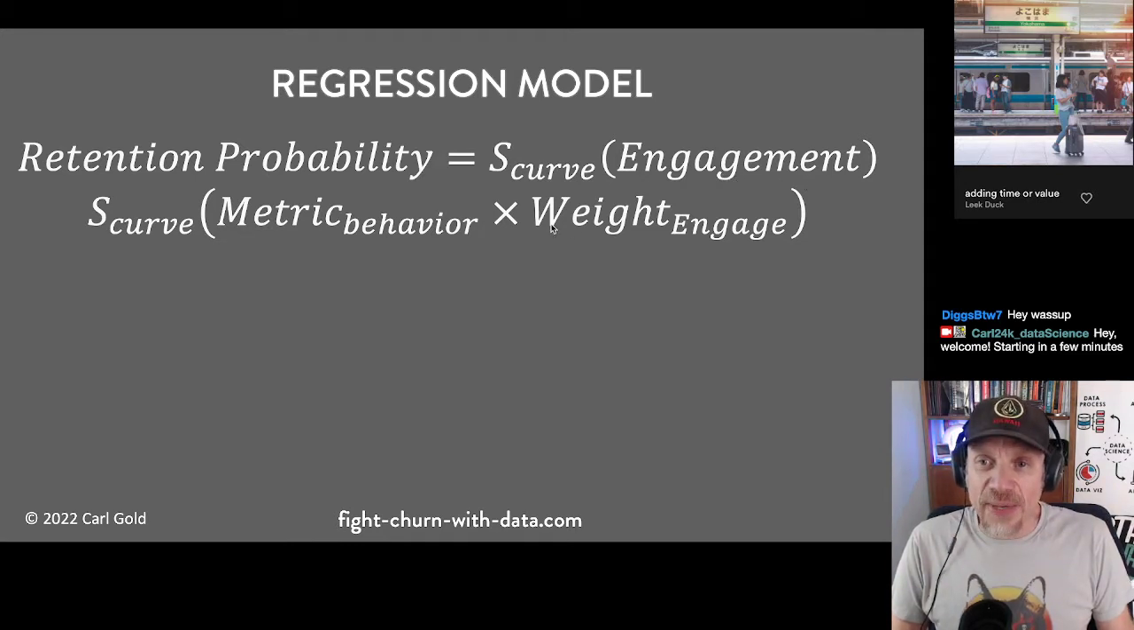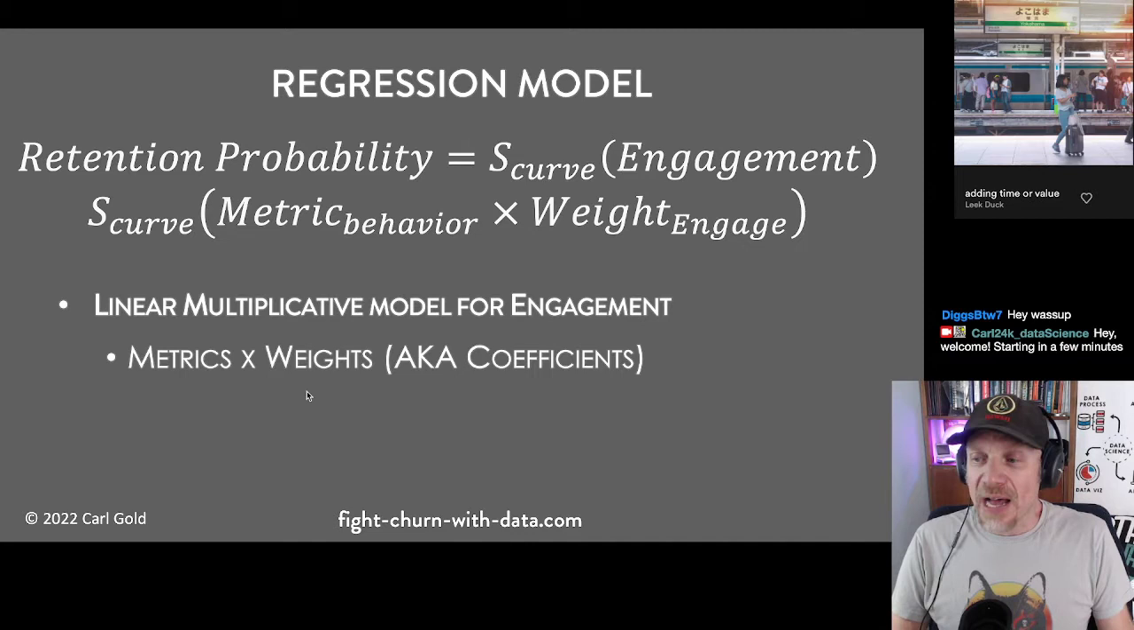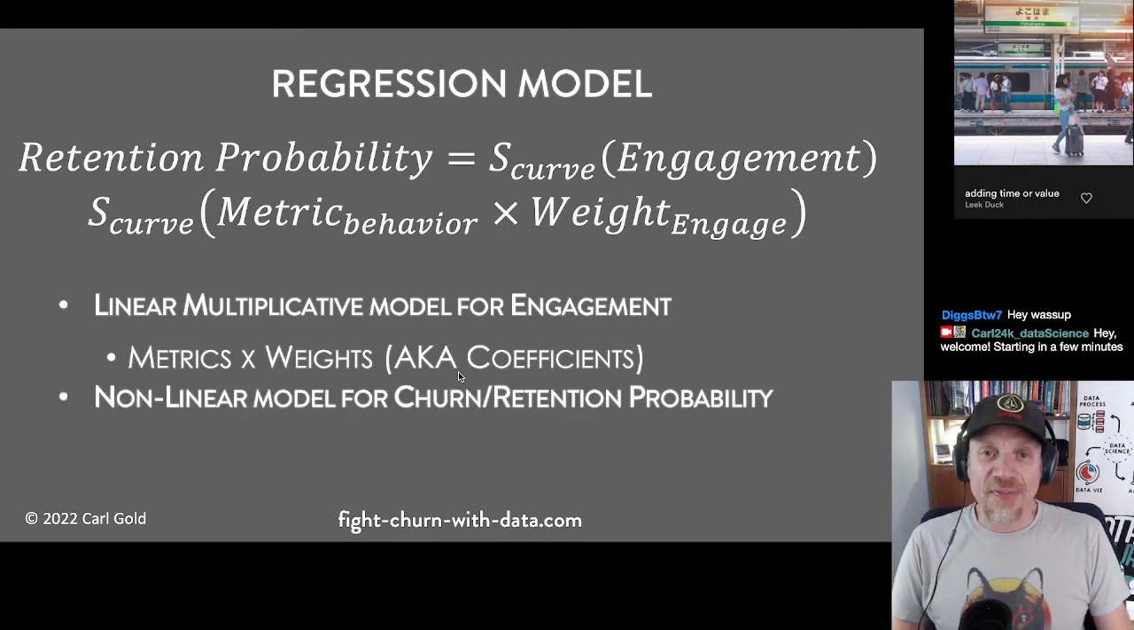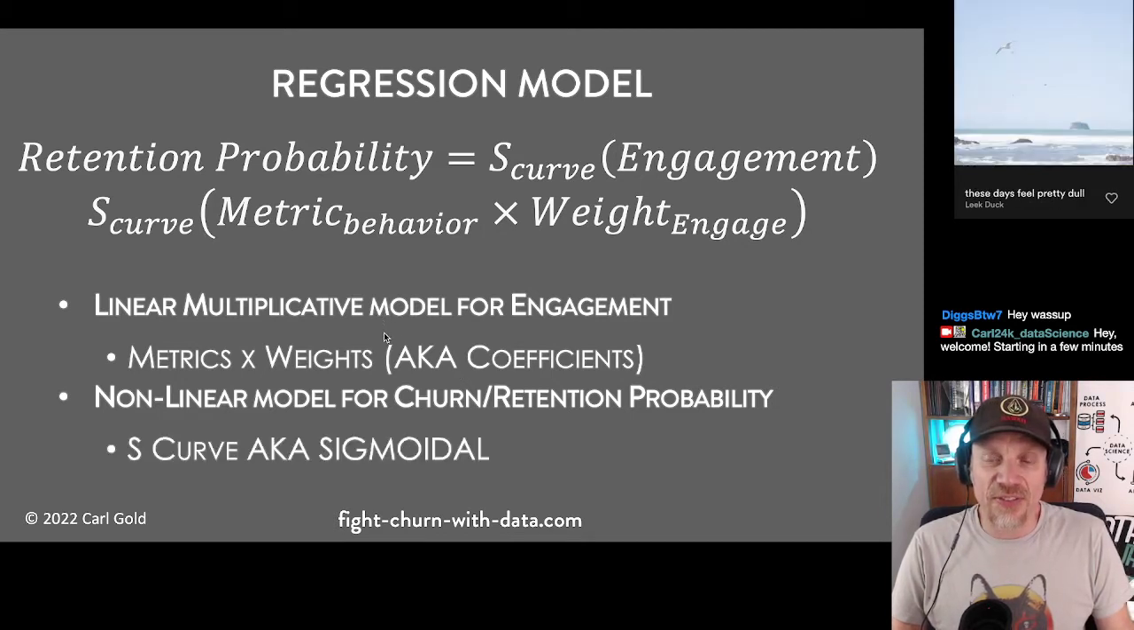Now the engagement of the customer is modeled with a multiplicative relationship where you take the metrics for the behaviors and you multiply them by a set of weights, which in regression is called the coefficients. So you have a linear multiplicative model for engagement. You multiply metrics by the weights, which is also known as the coefficients. And then you have a nonlinear model for the churn retention probability from the engagements, which is like a sigmoidal model. So that's the model we're going to use.